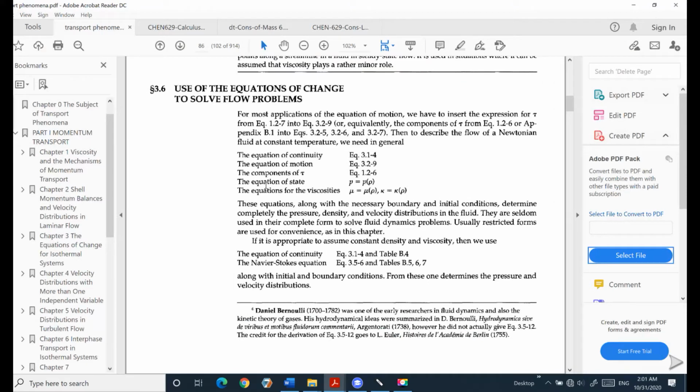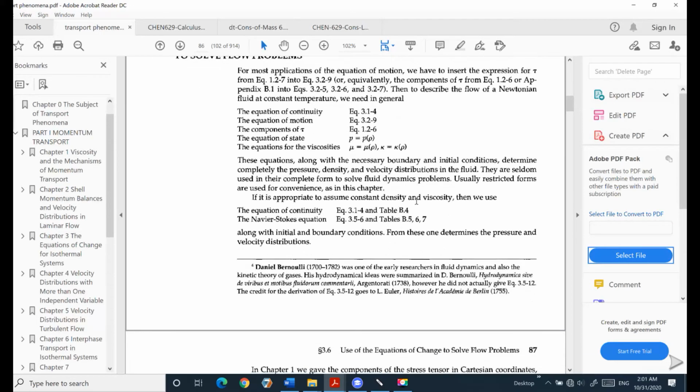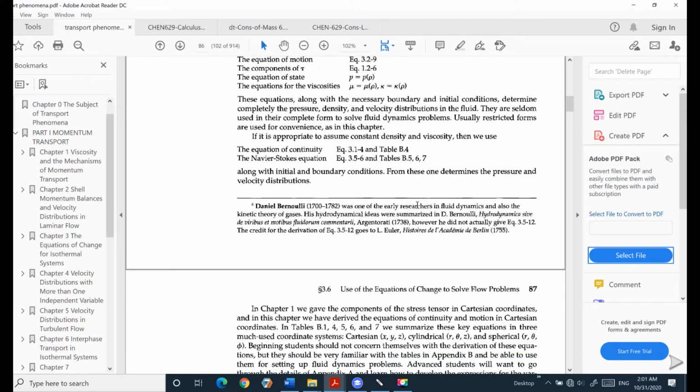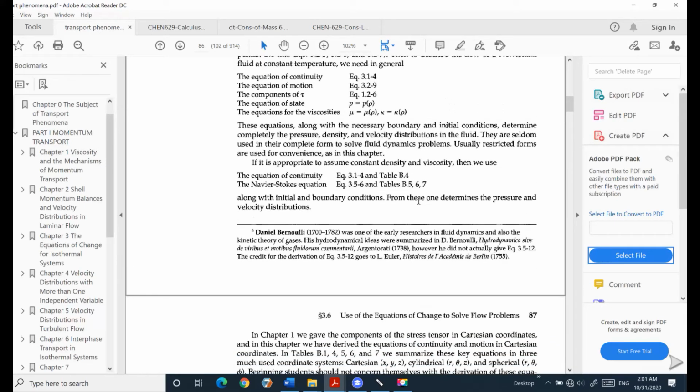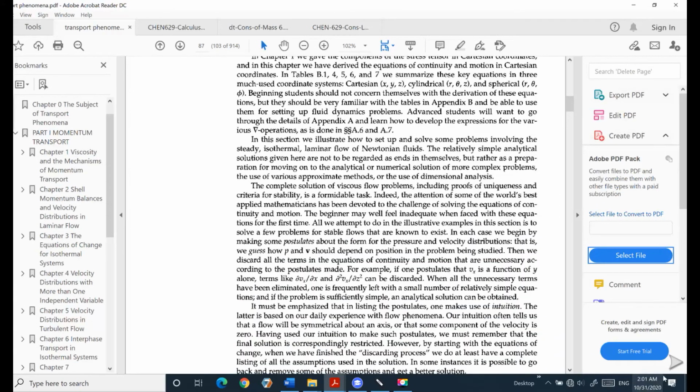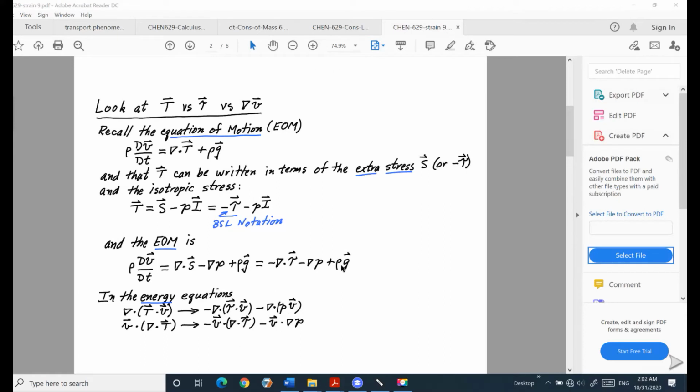Then we are going to use the equation of state to define the pressure, and we are going to use the equations of the viscosities to define the mu and the k's here. As a last part, I just want to mention before the problem solution.